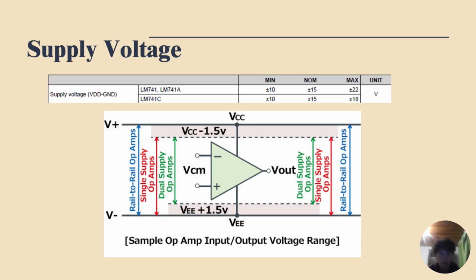These values for supply voltage for the LM741 are: the minimum is plus minus 10 volts, the recommended by the manufacturer is plus minus 15 volts, and the maximum is plus minus 22 volts.